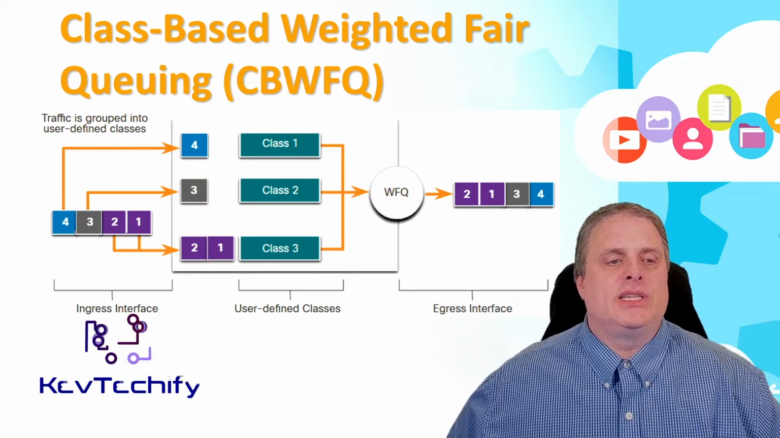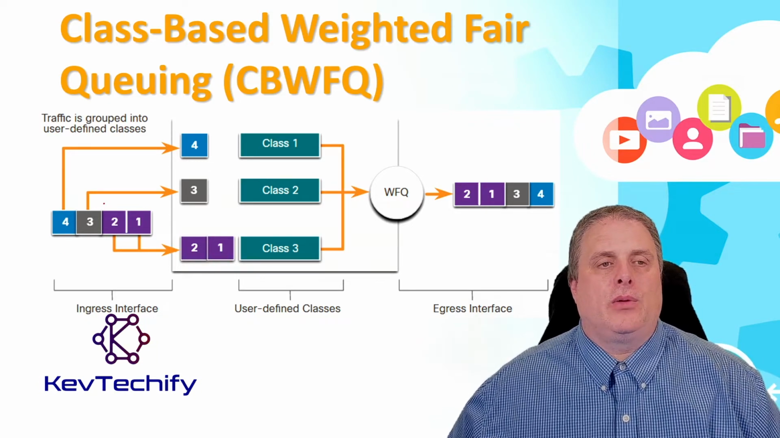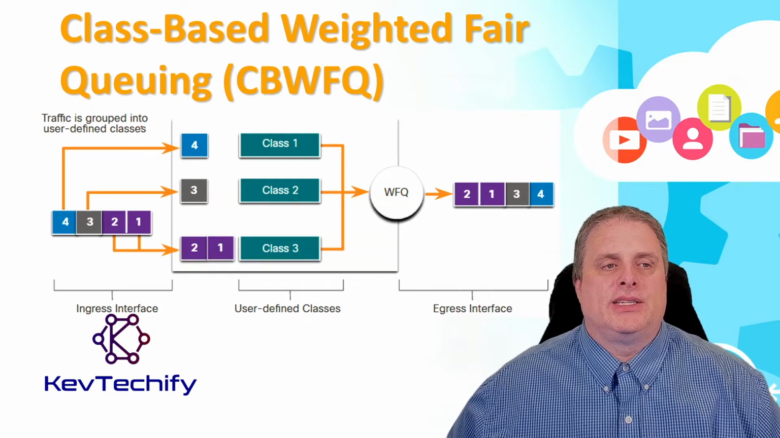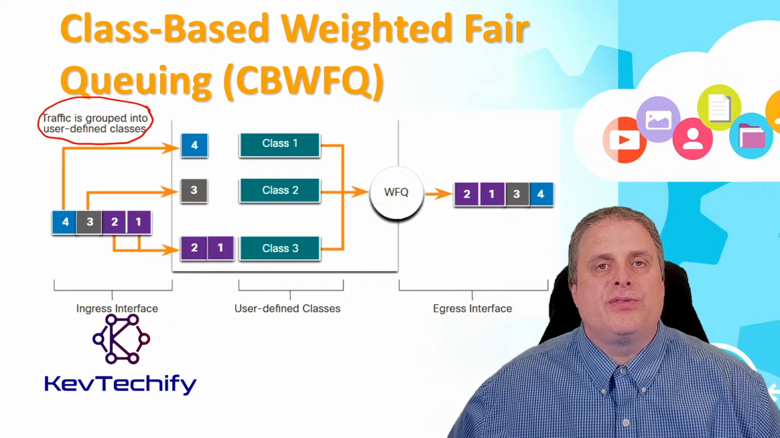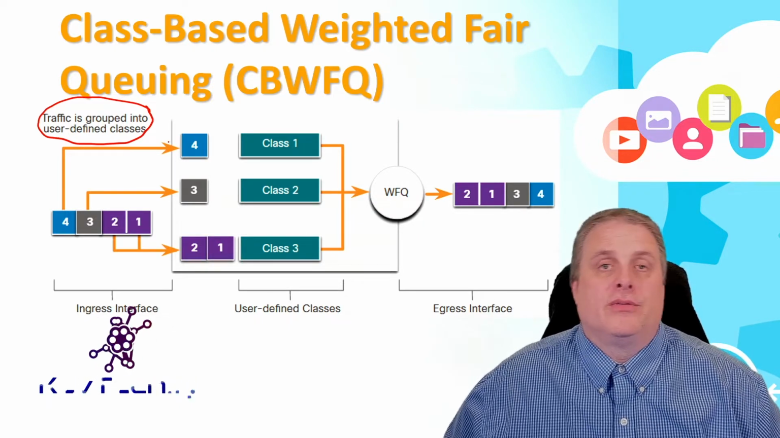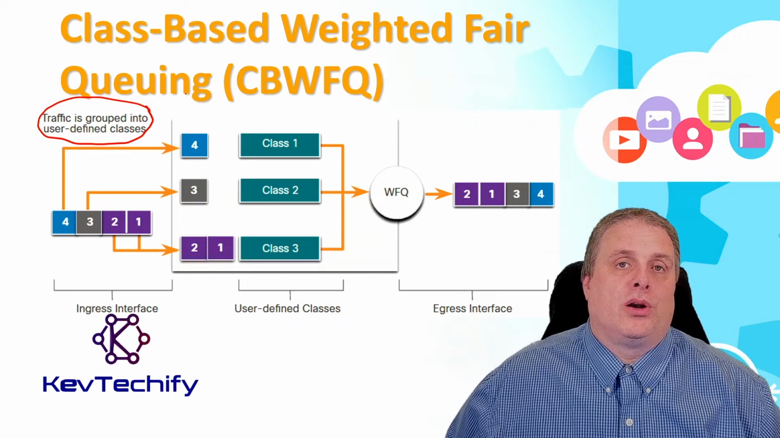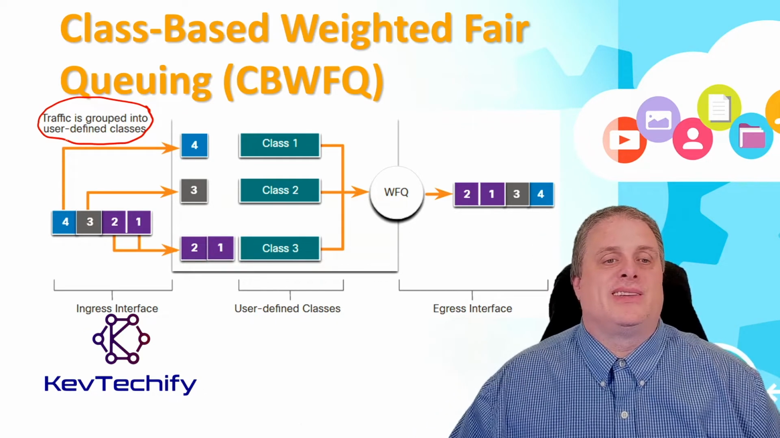When data comes in here, it comes in a random order. That random order, first thing is it's grouped into user-defined classes. So you define what's important to you to get through. Once again, voice and video are probably the most important. Web pages are probably the least. Maybe you have a couple other things in the middle there.